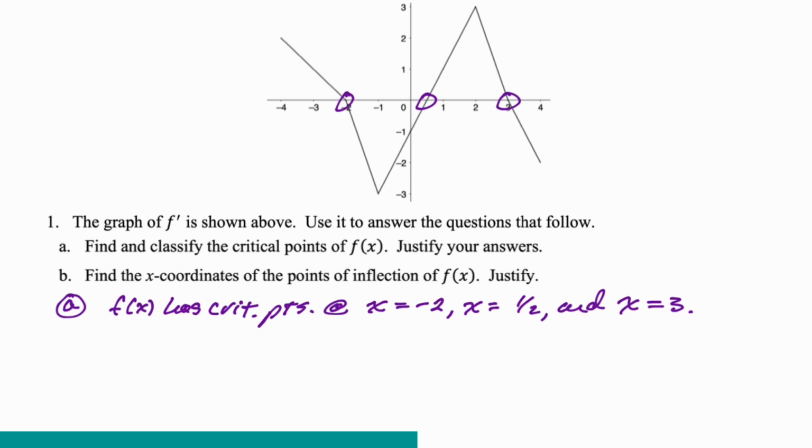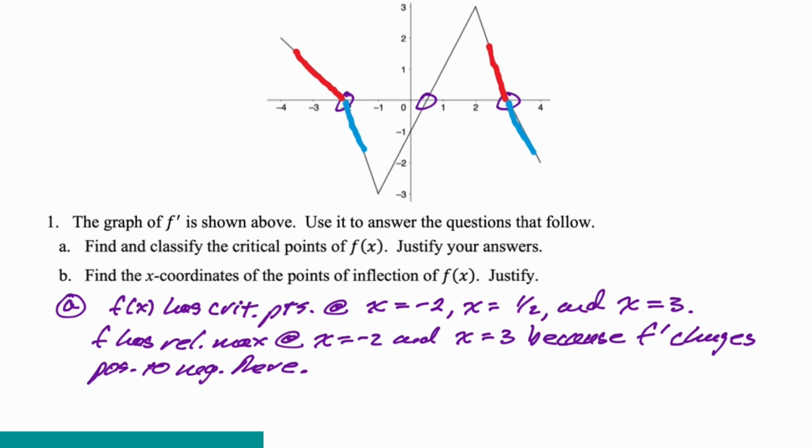So I always look to group them together. Like I'll group relative maximums and relative minimums. In this case, we have 2 relative maximums where f prime is going from positive to negative. So here and also here, f prime is going positive to negative. Those are relative maximums. So let's list those. F of x has relative maximums at -2 and 3 because f prime changes positive to negative there.